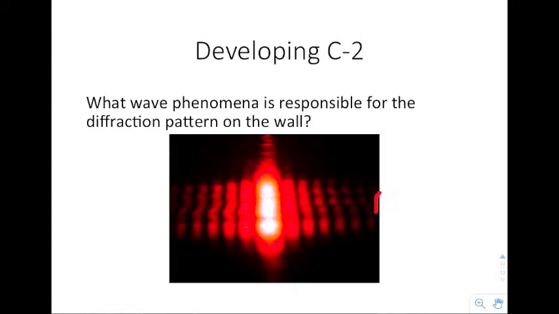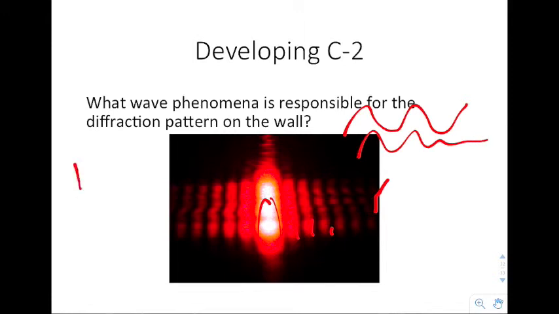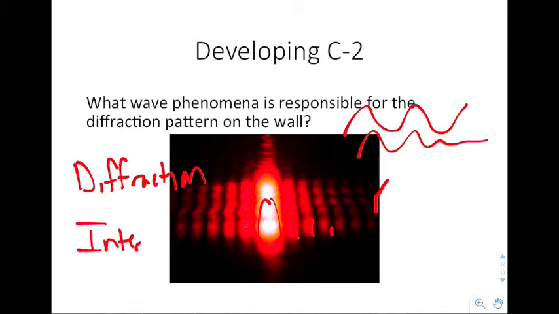Okay, it says what wave phenomenon is responsible for the diffraction pattern on the wall. And if you look right here, there's a bright spot, and there's bright spots, and there's alternating dark spots. That can only happen when waves interfere with one another. But in order to generate multiple waves that allow them to interfere with one another, you have diffraction. So diffraction is how you create the multiple lights, and then they are allowed to interfere with one another. And when they interfere, you have the superposition of the waves that results in that pattern there.